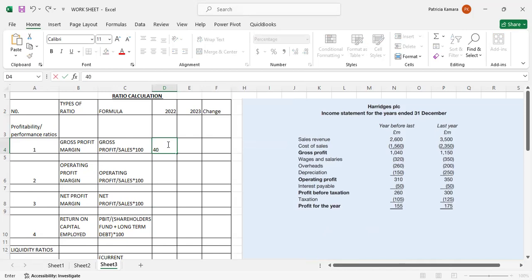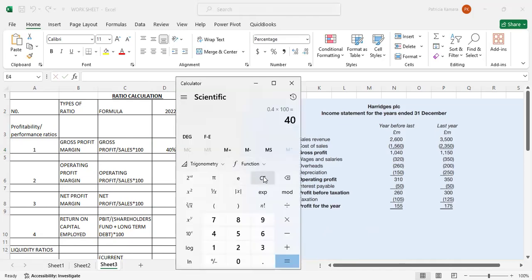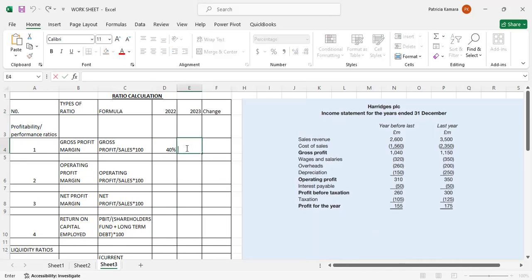Okay? 40%. So when we come to 2023, our gross profit has been given at 1,150 divided by 3,500 multiplied by 100%. This will give us 33%. Okay, let's just run it up. 33%. Okay, so we talk about change.